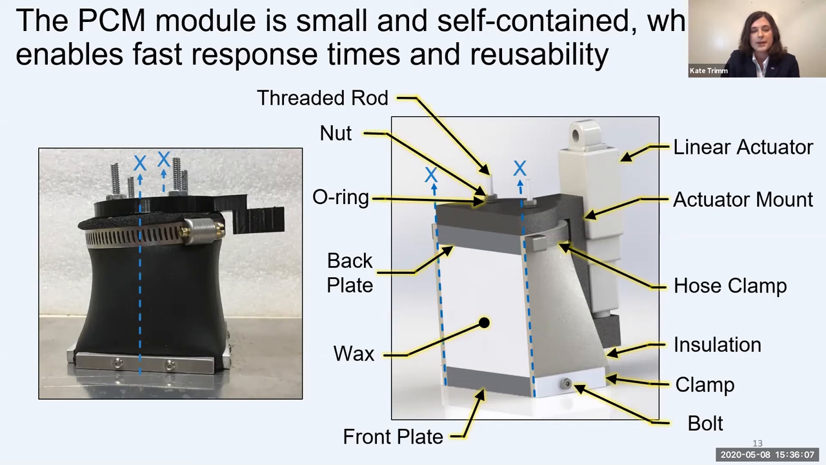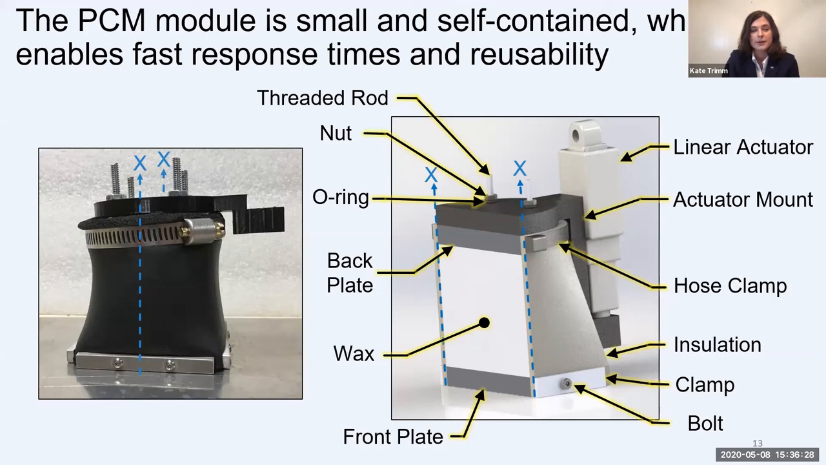Around the module, we have a neoprene bladder, and this allows for a volume change of the PCM without damaging the structure, because the PCM will be melting and solidifying many times throughout its functionality. And it is attached to the front plate with clamps and to the back plate with a hose clamp.